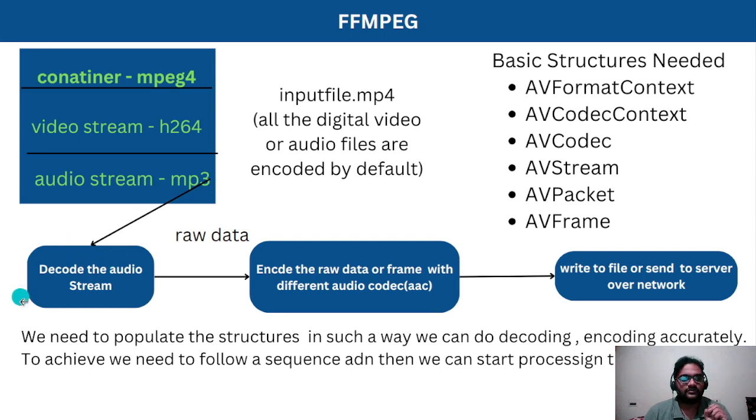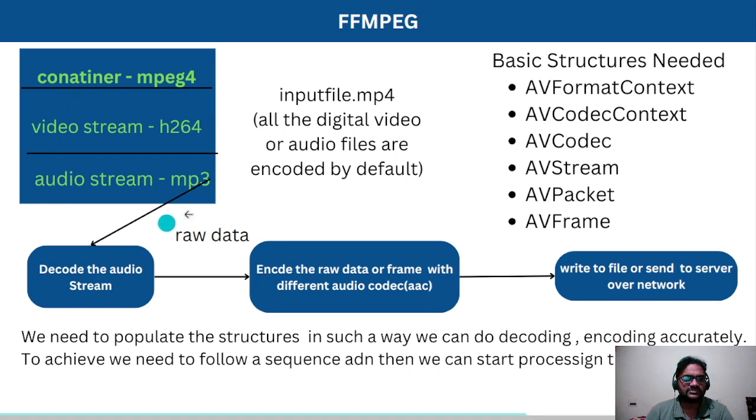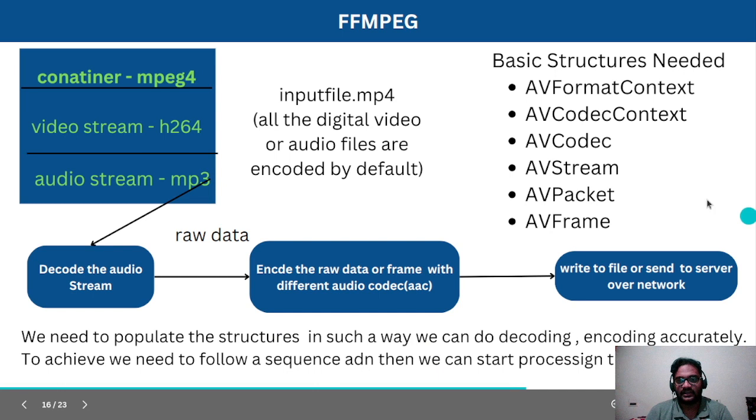Now typically for any FFmpeg, once you read this input file, we decode the audio stream. Once you decode, you get the original raw data. Then you can encode this raw data, or a frame, with a different audio codec. For example, I have a file which is MP3, and here I am decoding it, and here I am encoding again with a different audio codec. Encoding means you are compressing the original raw audio data again with a different codec format called AAC. Finally, you are writing that compressed data into a file. So here we are decoding, processing, and then encoding.